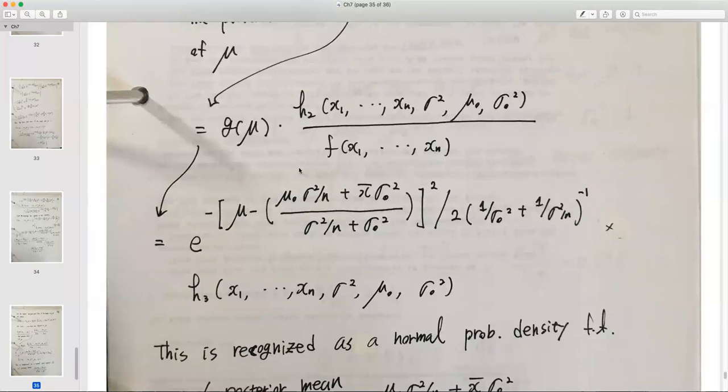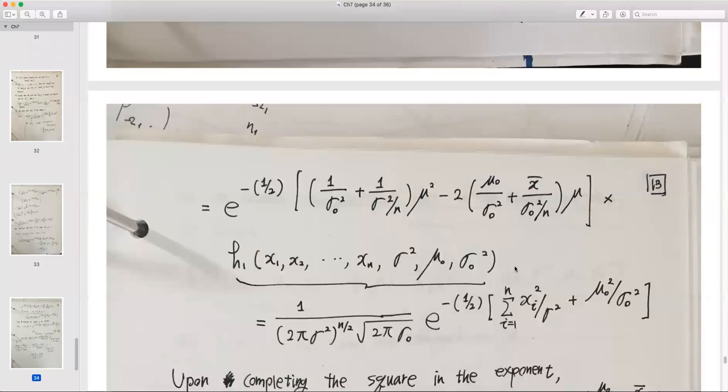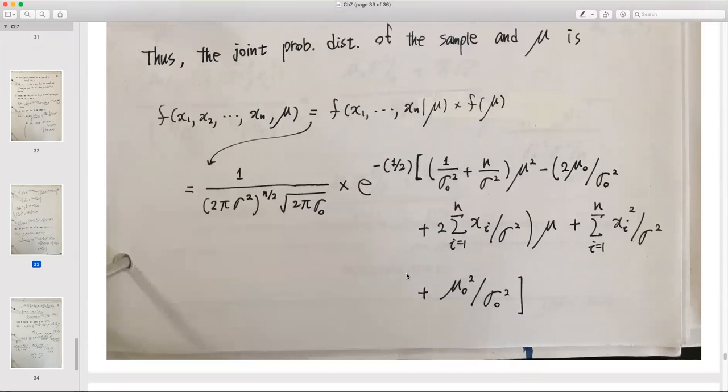Let's see this one. Give me a second. You see it right there. Top one. Oh, give me a second. Oh yeah, I found it right here. So when you find the joint probability distribution of the sample and mu, I know it's super complicated, right? But let me see.